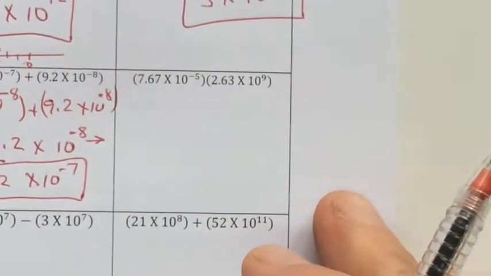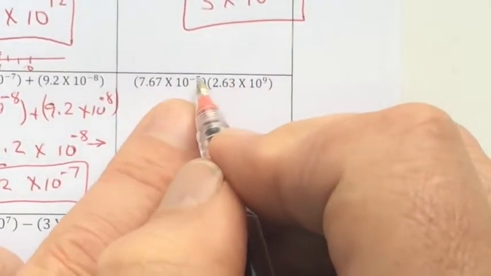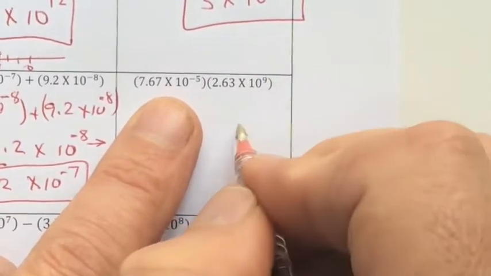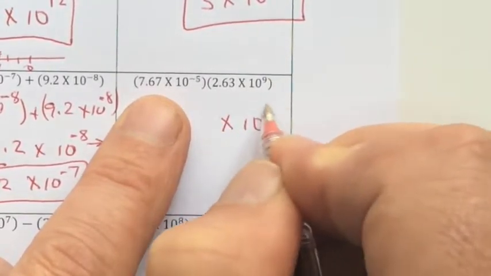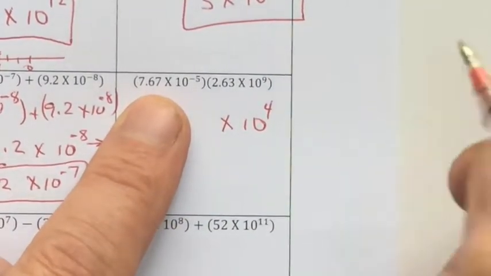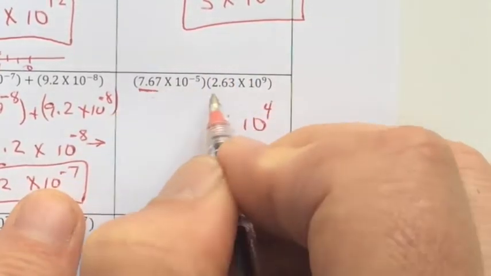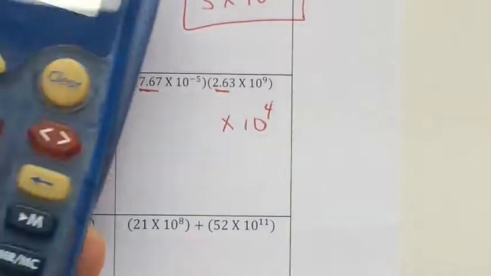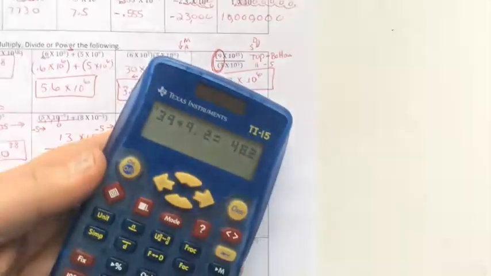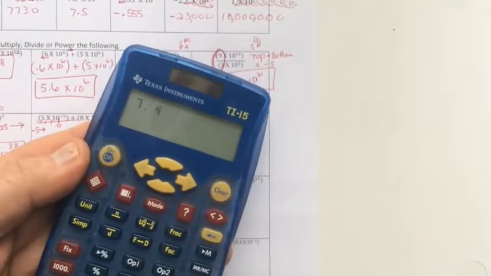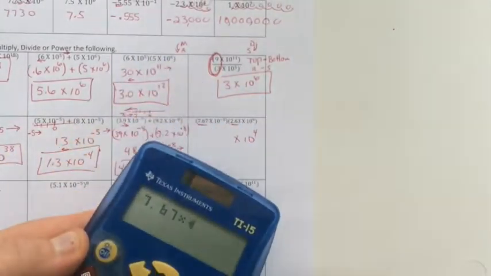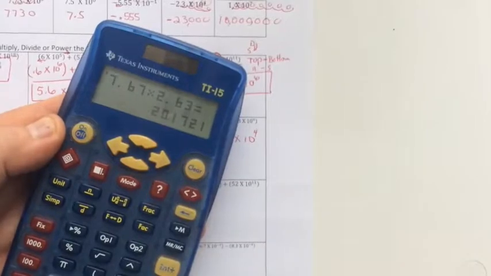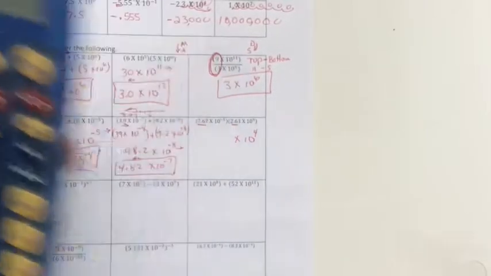Everybody else, you just apply the rules. Multiply, the powers add. So I already know this is going to be a negative 5 plus 9. So our answer is going to be times 10 to the 4. And now I'm just going to use my machine for the rest of it. 7.67 times 2.63. That gives us 20.1721.